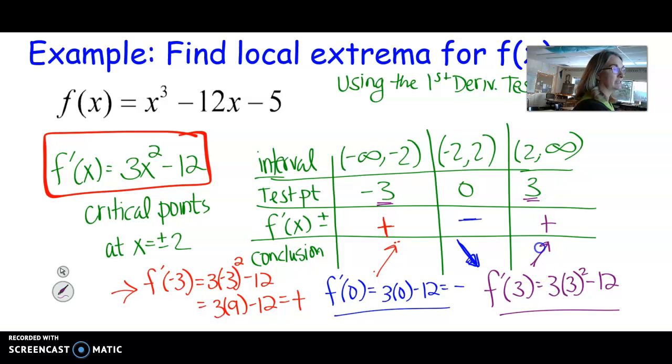So it is increasing there. If it's going from increasing to decreasing, you have a max at -2, which is the same as what we got with the second derivative test, and we have a minimum value at +2. So either test works. Use whichever one is easier, and if you have enough time, you can do it both ways to check your results.